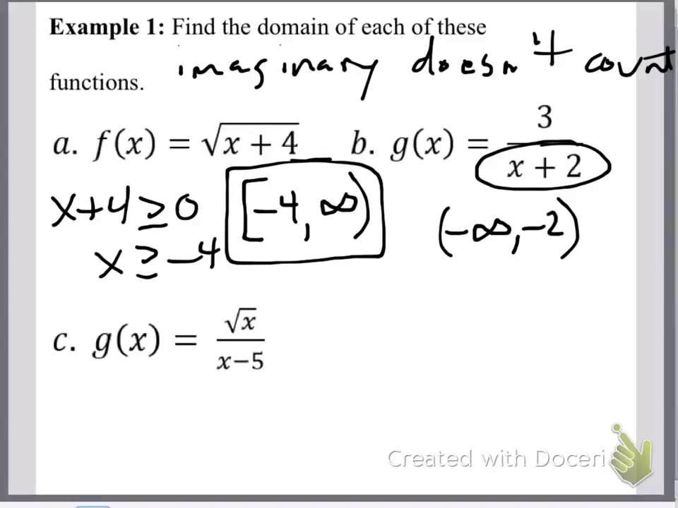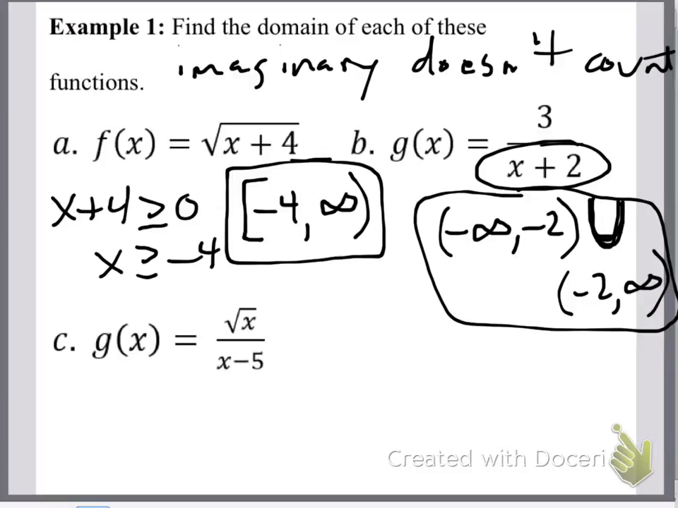Again, we always use the parentheses next to the infinity because infinity doesn't have a value, so we can't put a bracket there. We're going to put the parenthesis at negative 2 because we are not counting negative 2 here. Negative 2 does not count. Remember, we called this with the U a union, with negative 2 to infinity. So basically, this is the interval notation for saying all real numbers except negative 2. So this would be our domain.